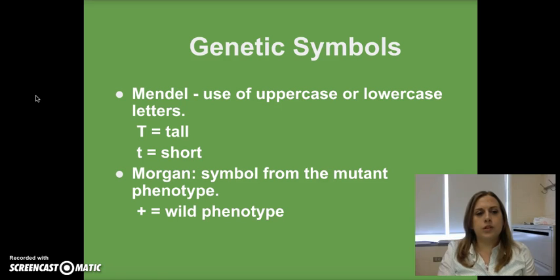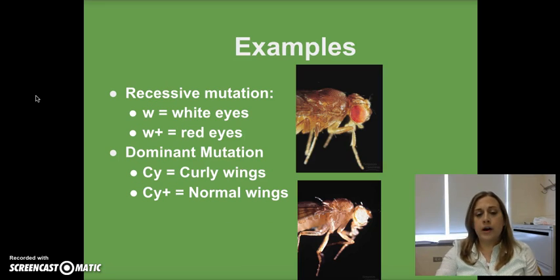So the genetic symbols that you're used to that Mendel used were the upper and lowercase letters. So example, if tall is dominant, then it would get a capital T, and then short would get a lowercase t. Morgan used slightly different symbols. So he used a symbol from the mutant phenotype and then a plus sign to indicate the wild phenotype or the wild type.